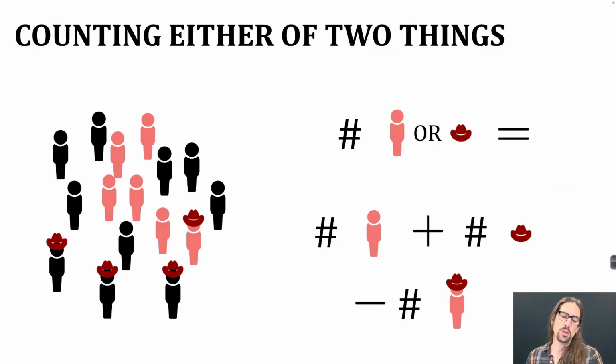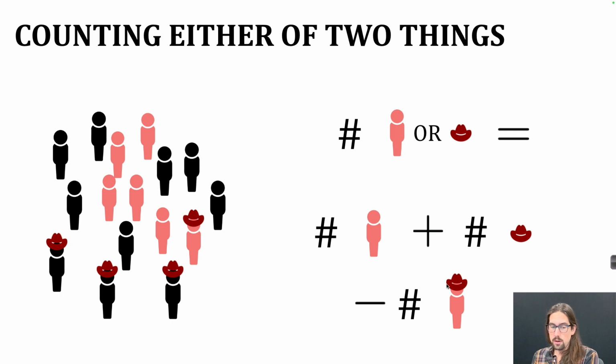Okay, so now we have 2 kinds of things going on. We can also start to ask about the probability of either of these being true. So what's the probability that somebody is wearing a hat or they are pink? Either of them counts. We could just take the number of people who are pink or wearing a hat. So here it would be, just count 1, 2, 3, 4, 5, 6, 7, 8, 9. So 9 out of 16 should be the answer.